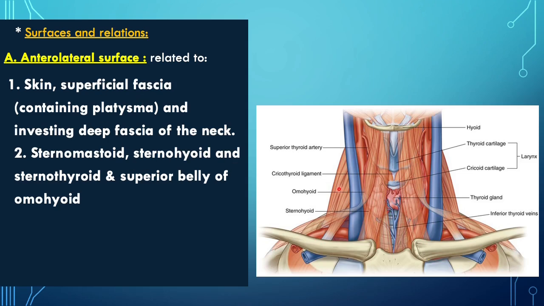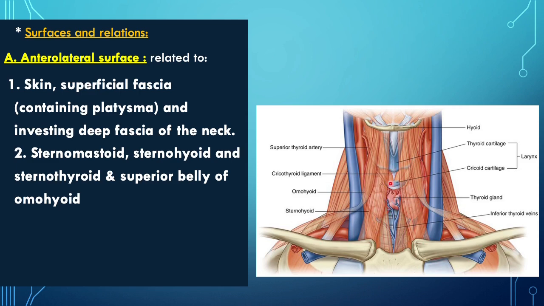What are the superficial relations of the thyroid gland here? As the gland is present in the midline like this, it's covered by the skin, the superficial fascia of the neck containing the platysma muscle, the muscle of facial expression, and then the investing part of the deep fascia that covers the roof of the front of the neck.